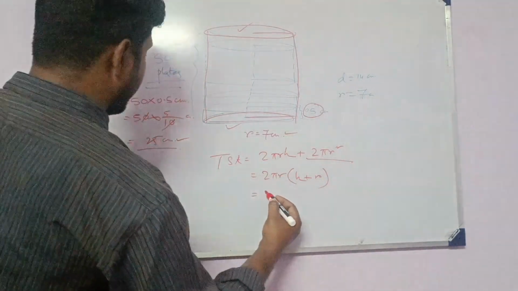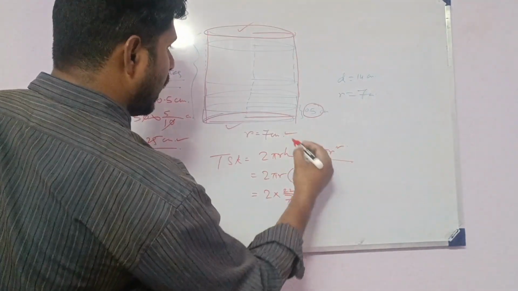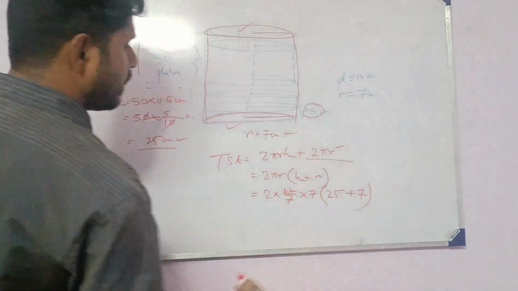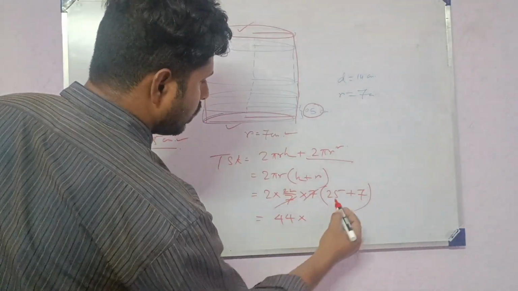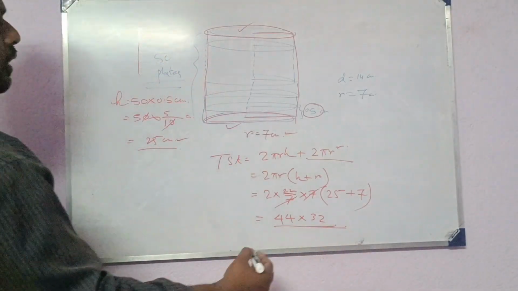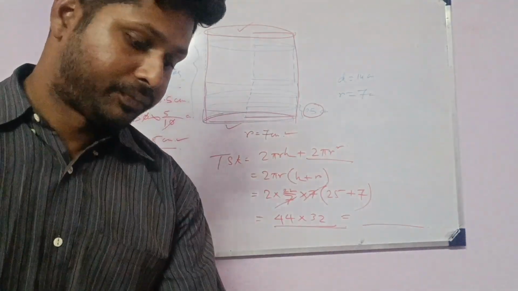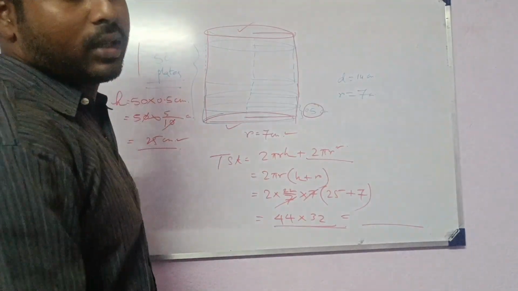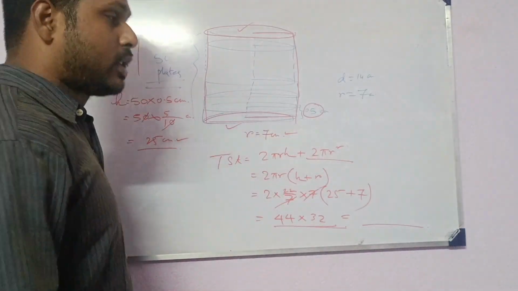Now we have to put the value of h and r. 2 pi is 22 by 7 times r, r is 7, h is 25 and r is 7. So 44 into 25 plus 7 is 32. So that is the answer, or you people can do the calculation. So this sum was a basic sum, you just have to draw the diagram properly, then the sum becomes easy. Now let's move to the next sum.